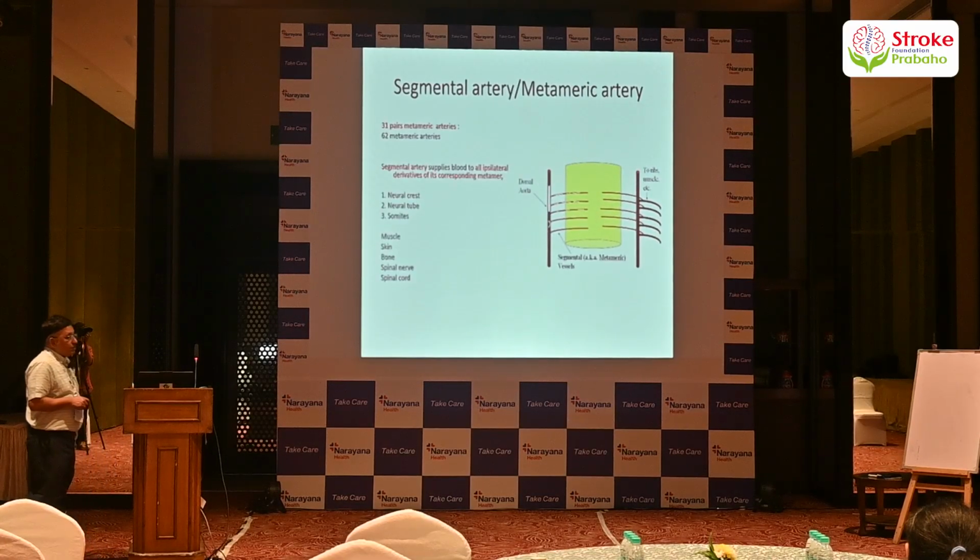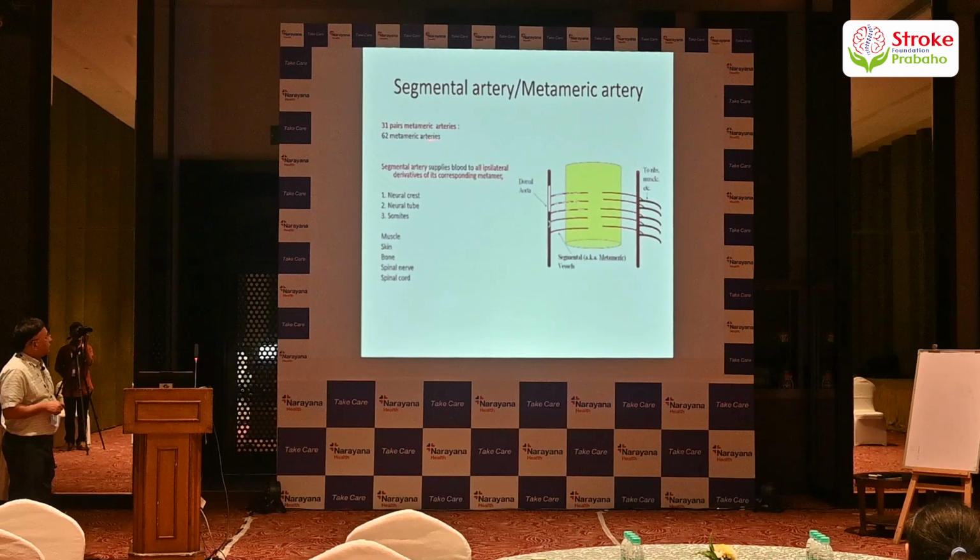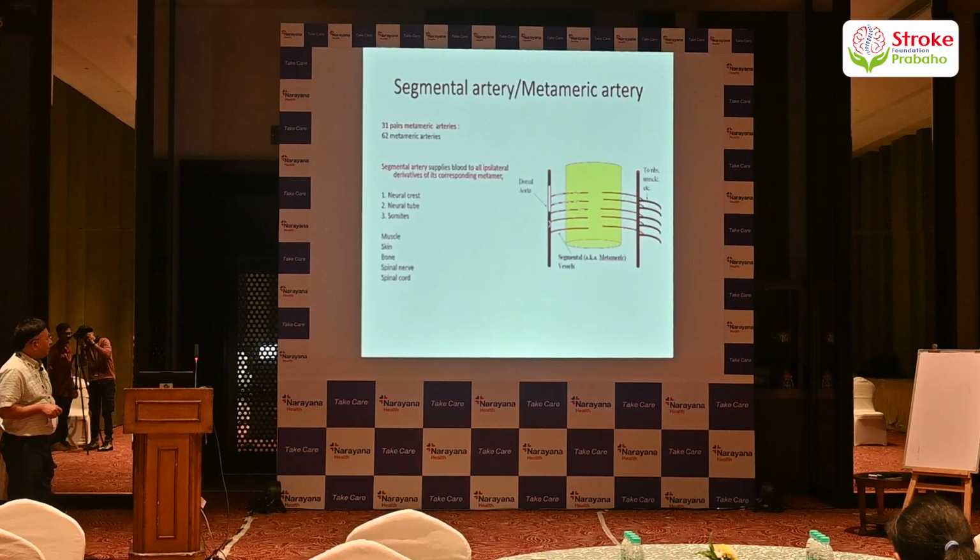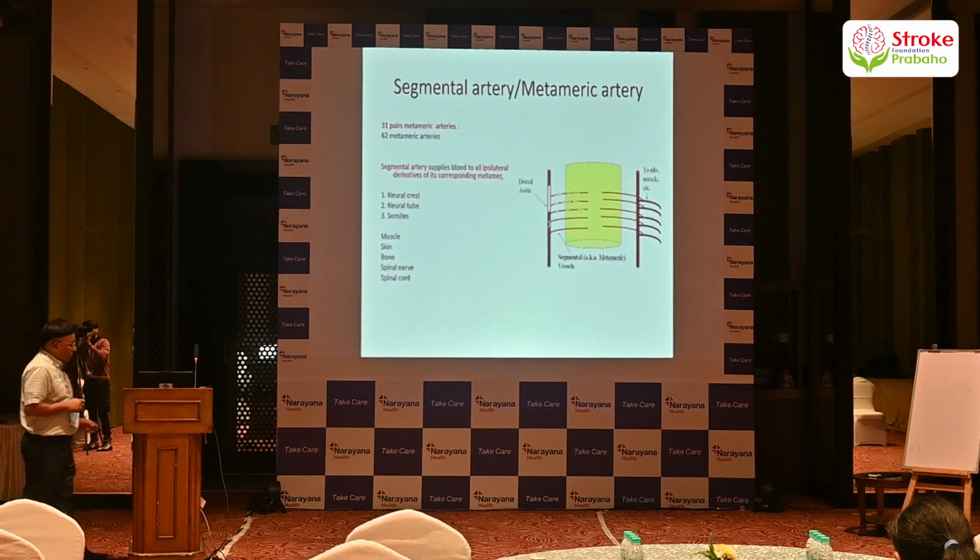So there are 31 metameric arteries. These are called metameric arteries. So in total there are 62 metameric arteries. These metameric or segmental arteries supply all the ipsilateral derivatives of the corresponding metamere, and these metameres are neural crest, neural tube, and somites, which ultimately form muscle, skin, bone, spine and spinal cord. So again, the same diagram. At each segmental or metameric level, these vessels are supplying all derivatives of the metamere.